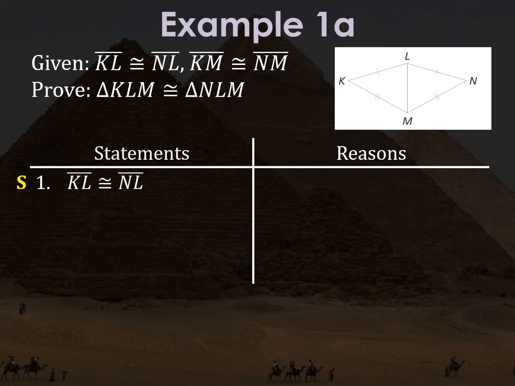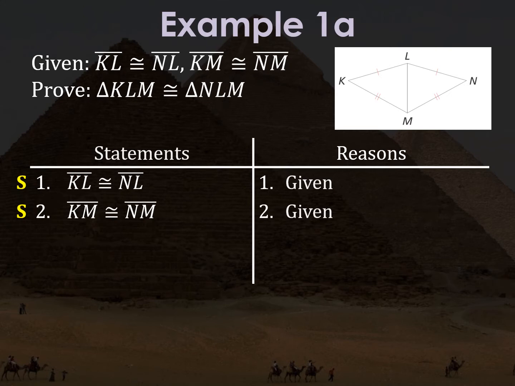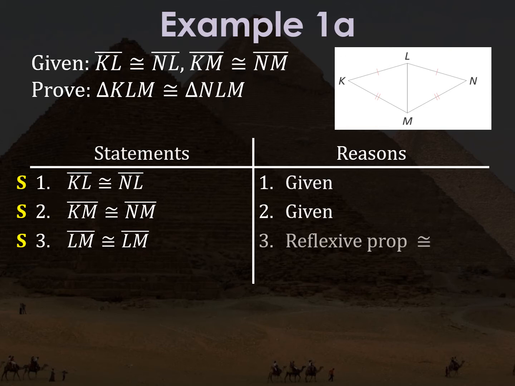So statement 1, KL is congruent to NL, and that is given. Statement 2, KM is congruent to NM, and that is also a given statement. Now the third side, and you'll see this a lot, anytime you're looking for a congruent side, is the reflexive property. You see that LM is congruent to itself. LM is a side that's part of both triangles, KLM and NLM, and LM is congruent to itself by the reflexive property of congruence.